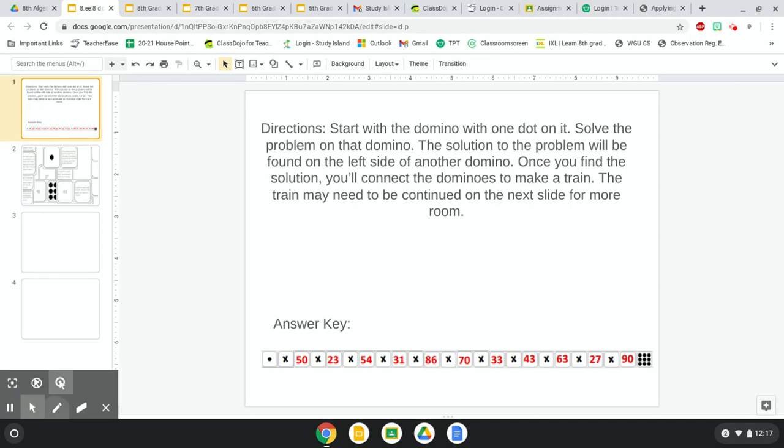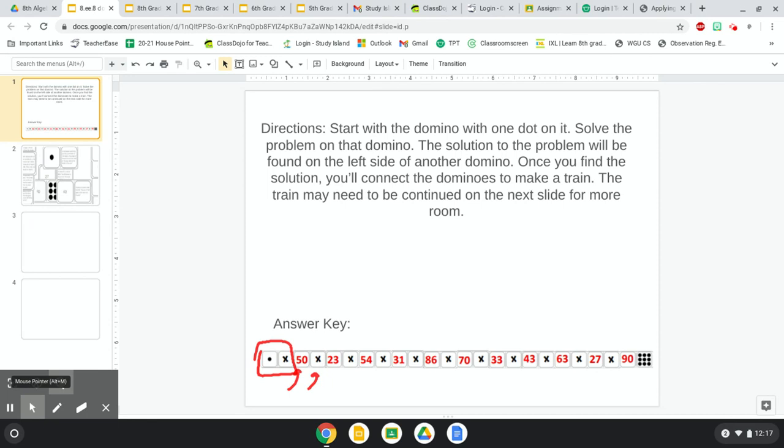So the first domino is this one with the one dot on it. And then that X is really where the problem reads. So that's a word problem. It's not going to have an X on it. And then the solution would be the 50 on the next one. And then again the next X is really a word problem, and then the solution is 23, and it just keeps going.